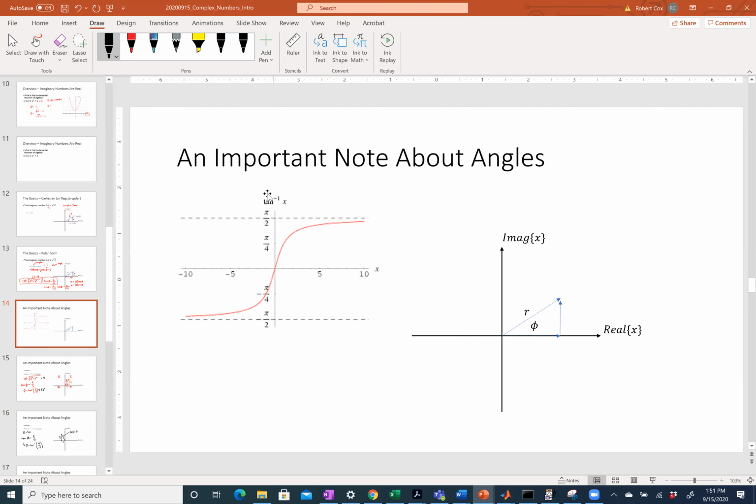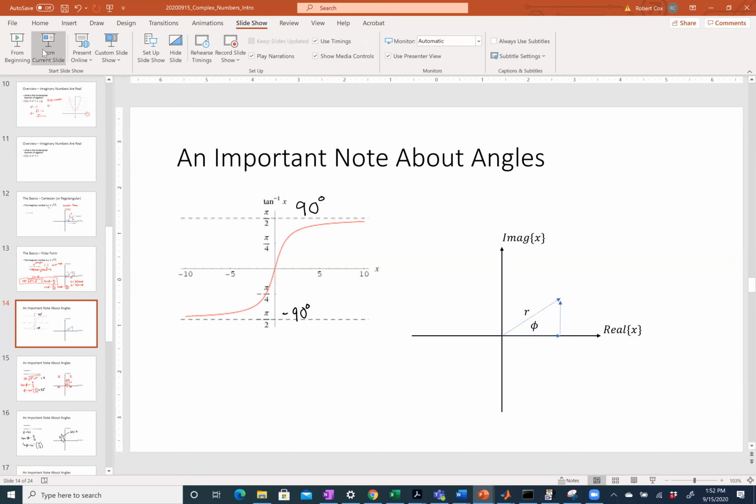The arctan function, tan inverse of x, if you plotted it, you see that the minimum value it can ever take is minus pi over 2 radians or minus 90 degrees, and the largest value it can take is 90 degrees. The reason I find this important is that it can only represent angles between minus 90 and 90. Where does that exist in the complex plane?